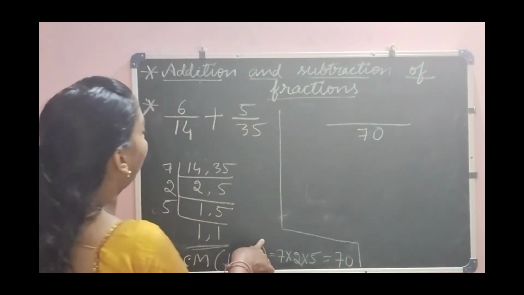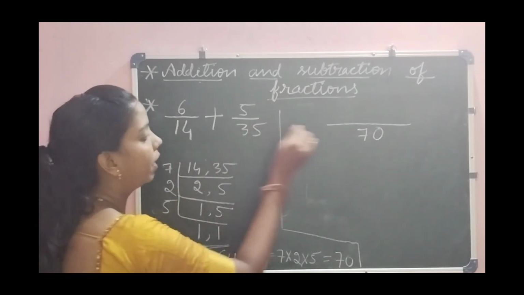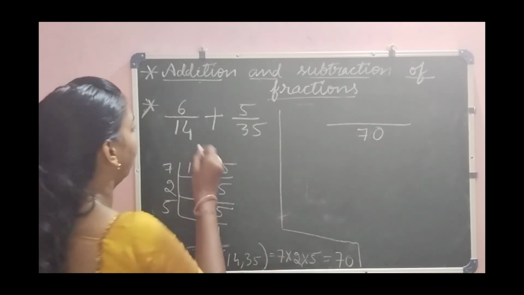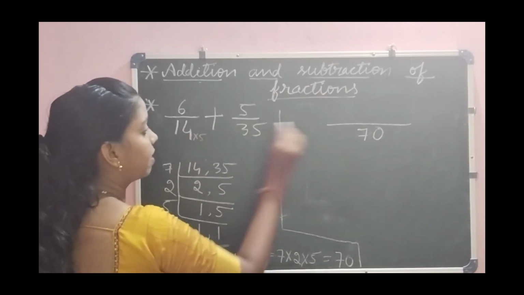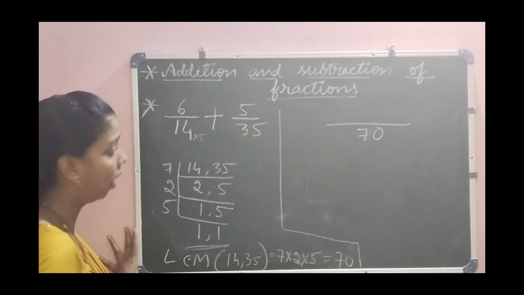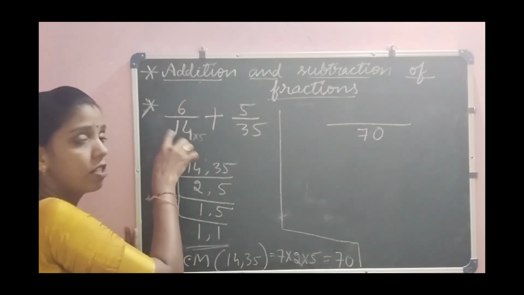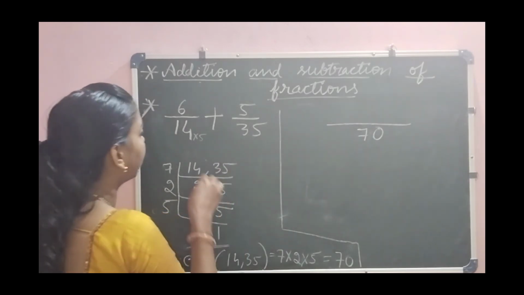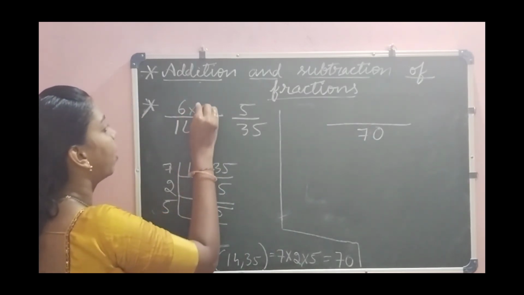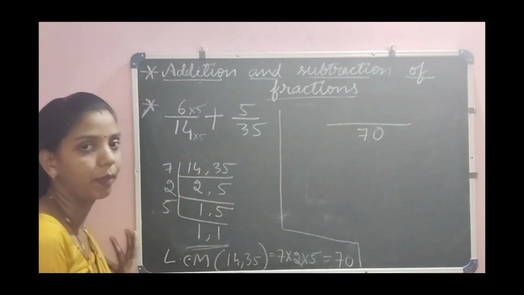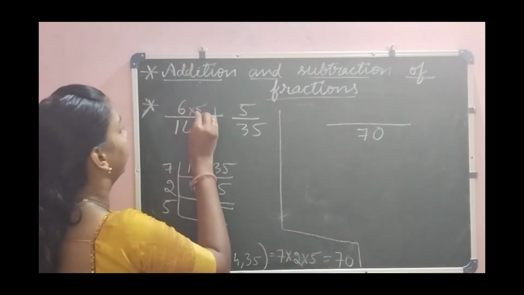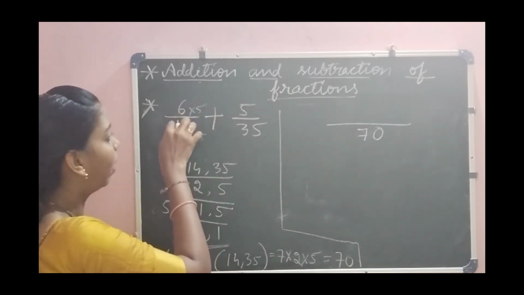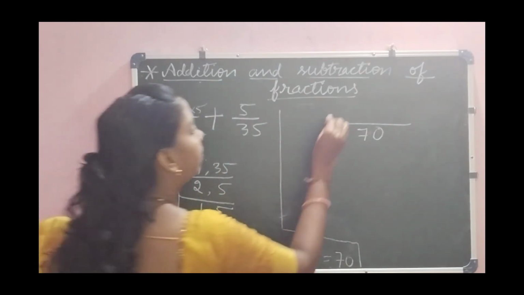Now, you have to make these two denominators equal to this denominator. How? We know 14 5s are 70. To make it equal, you have to multiply some number to those denominators. So 14 5s are 70. That's why multiply the same number 5 to the numerator here. You made the denominator equal. Then you multiply 5 by 6: 6 5s are 30.